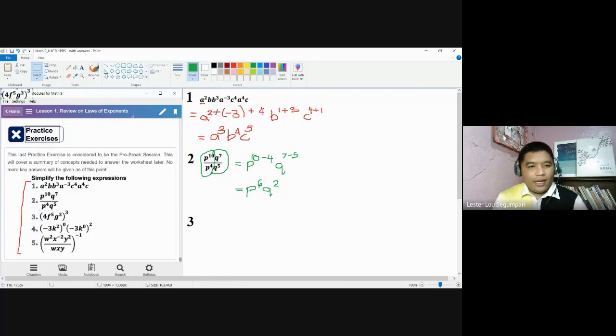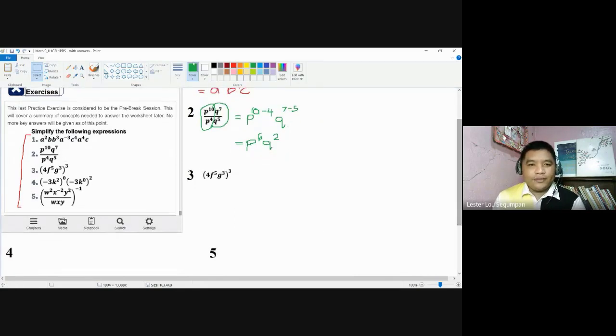Okay. Item number 3 now has this form. When you look at the terms inside the grouping symbol, they're actually of different bases. You have here 4, you have f and g. So you cannot apply here the multiplication law inside. Rather, we can now apply the power law of exponents.